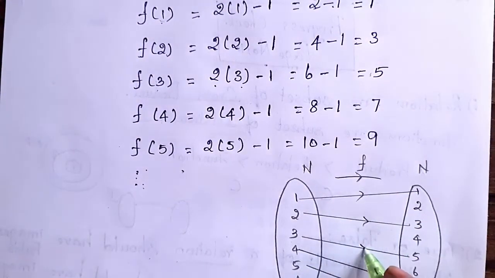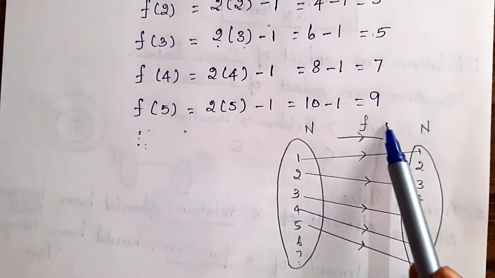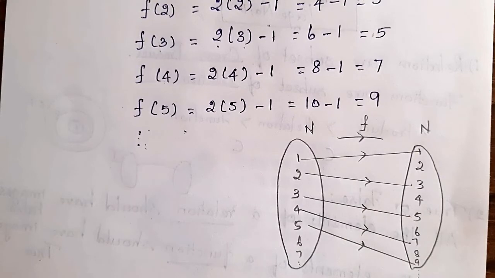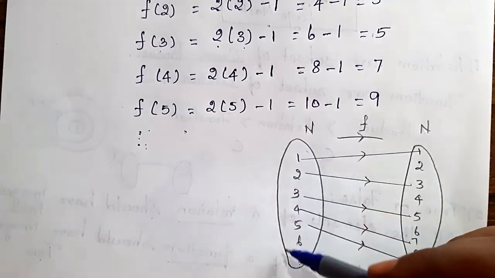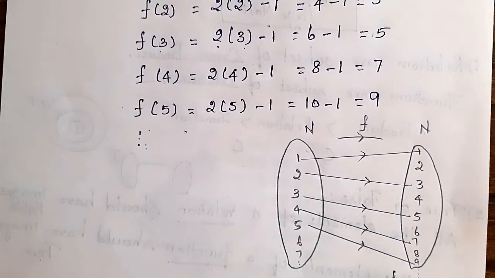So this is our arrow diagram. Using this arrow diagram, can you say whether it is a one-one function or not? Both are the same. I am asking you whether this function f from N to N is one-one or not. Yes, definitely it is one-one because different elements in the domain have different images. Look at it, no two elements connect to the same image.